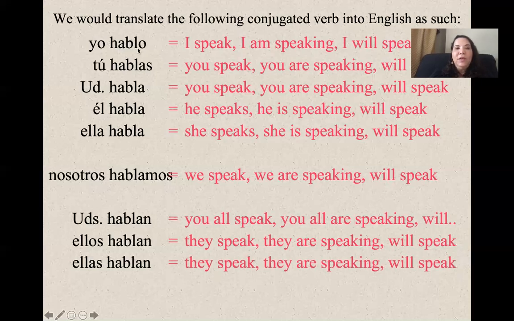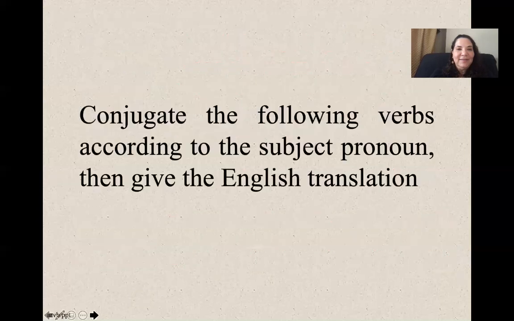So what you see in the present tense in Español is only one form, while you have different forms in English. So that is the biggest part of it. Do you have any questions? Please don't be afraid to ask questions. Now, conjugate the following verbs according to the subject pronoun, then give the English translation. So you have to use your vocabulary, and then we'll practice and talk about it.